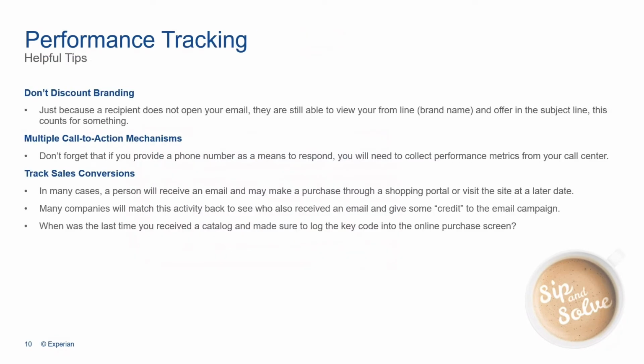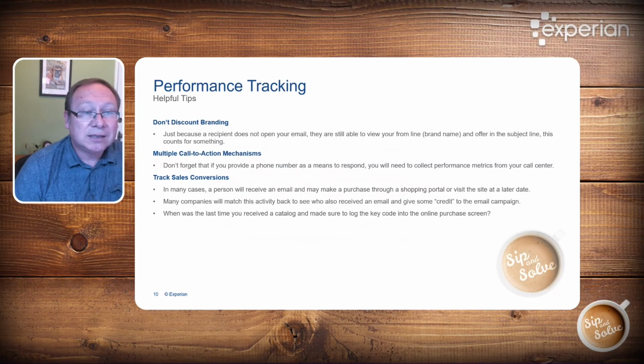Now, when we think about performance tracking, there's other things to consider here as well. Don't discount branding. If somebody just takes a look at the subject header and gains insight or gains some sort of brand recognition through seeing that email's subject header, that could be important. Multiple call to action mechanisms. So don't forget to provide a phone number or some other ways for which a customer can reach out. And when they do, you want to make sure that your call center is tracking these calls.